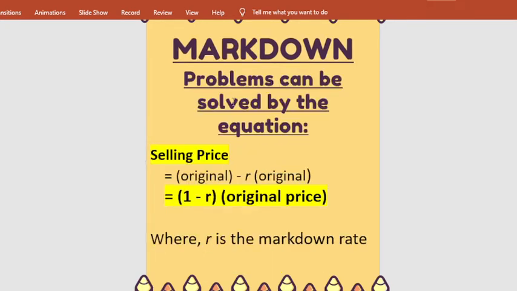Next, yung markdown problems can be solved by the equation. So this is the formula or the equation that we are going to use. Selling price is equal to 1 minus R times the original price, where R is the markdown rate. Okay, tatandaan nyo, kapag markdown, nagkakaroon ng changes dito sa fundamental operations, yung subtraction. So, nagiging we use subtraction. Okay, pag markdown. Pag markup, addition.